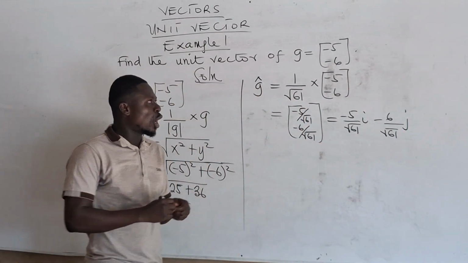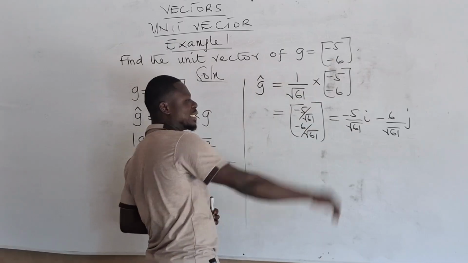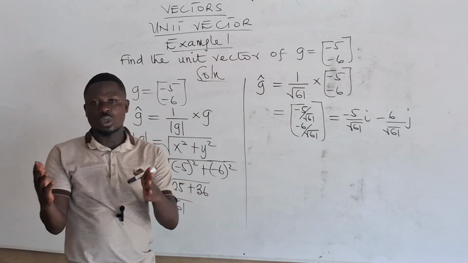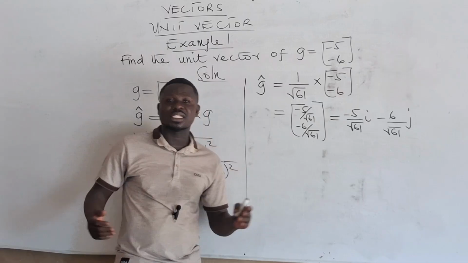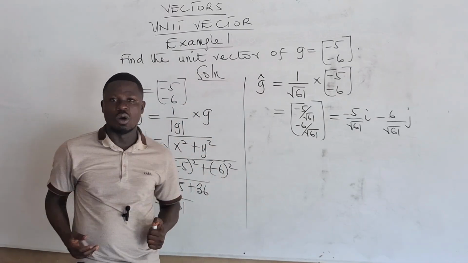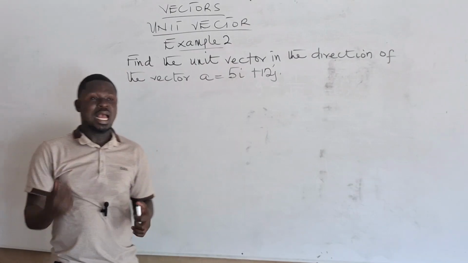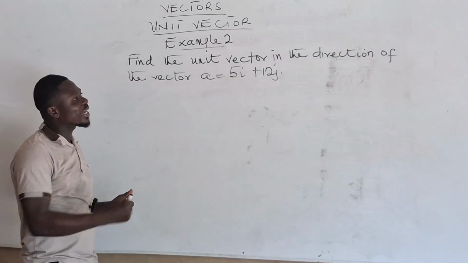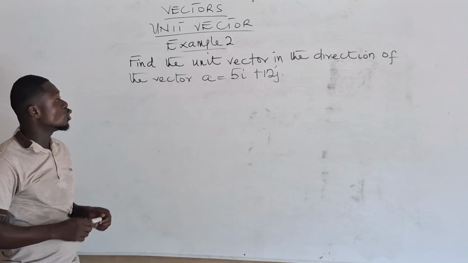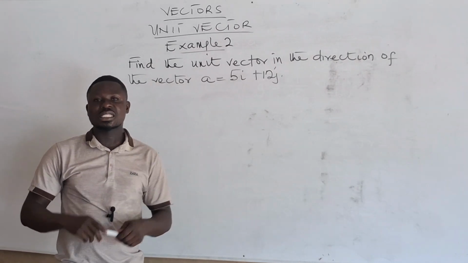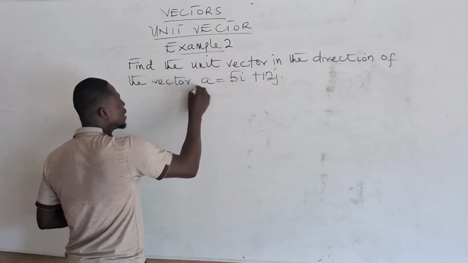So because it was given to us in the column form, we can leave our answer in the column form. I just wanted you to know how this will be written in the Cartesian form, in other words, in the i and j form. In our example 2, we are to find the unit vector in the direction of the vector A, which is equal to 5i plus 12j. So let's see how this can be obtained.